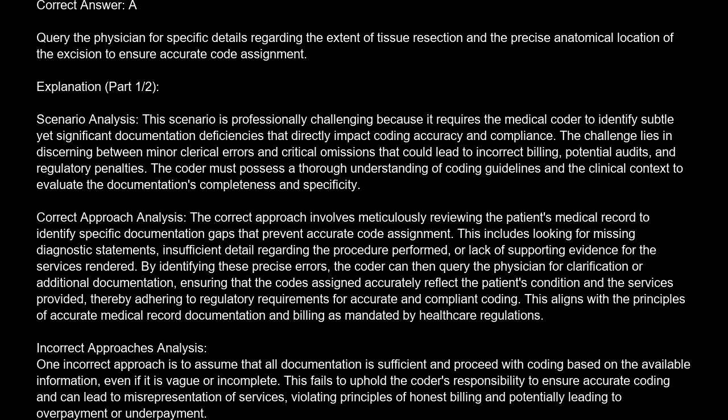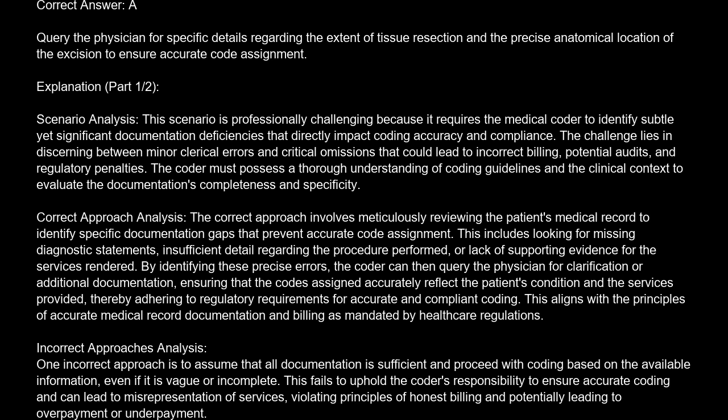The correct approach involves meticulously reviewing the patient's medical record to identify specific documentation gaps that prevent accurate code assignment. This includes looking for missing diagnostic statements, insufficient detail regarding the procedure performed, or lack of supporting evidence for the services rendered. By identifying these precise errors, the coder can then query the physician for clarification or additional documentation, ensuring that the codes assigned accurately reflect the patient's condition and the services provided, thereby adhering to regulatory requirements for accurate and compliant coding. This aligns with the principles of accurate medical record documentation and billing as mandated by healthcare regulations.